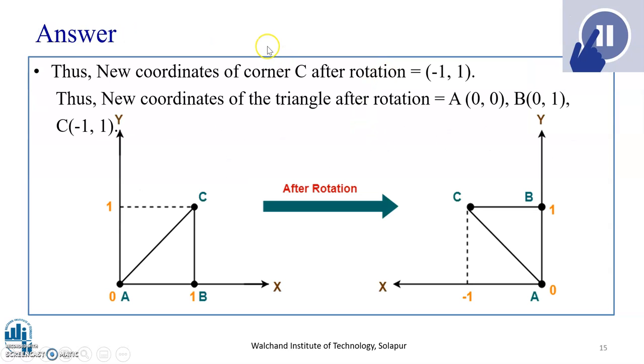So thus the new coordinates of the triangle after rotation are: A is 0, 0, B is 0, 1 and C is minus 1, 1. This can be diagrammatically represented as shown here.